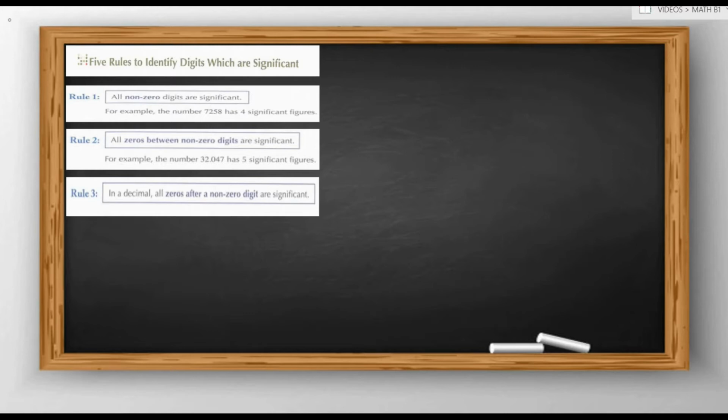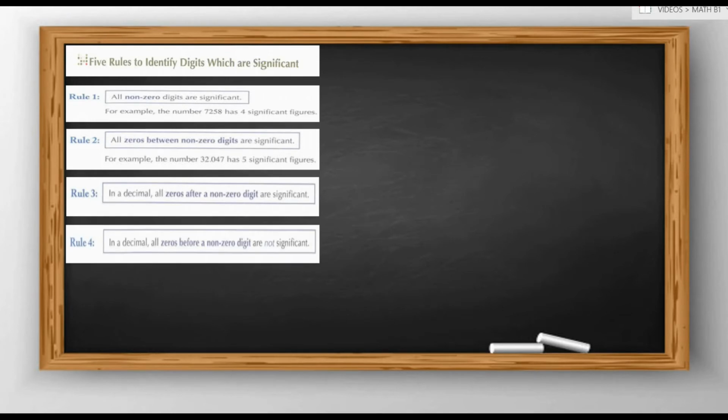The third rule says that in a decimal, all zeros after a non-zero digit are significant. For example, if you have 5.002, this means that there are 4 significant figures. But if you had a question which said 0.04, then you would only have 1 significant figure. And if you had a number 0.40, then in this case you would have 2 significant figures, because you have a significant figure after a non-zero digit.